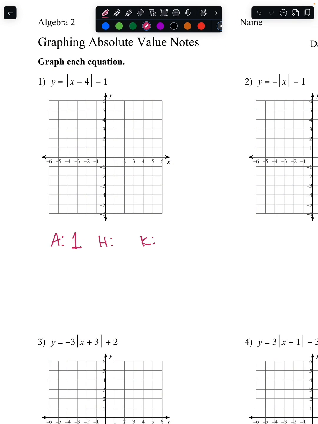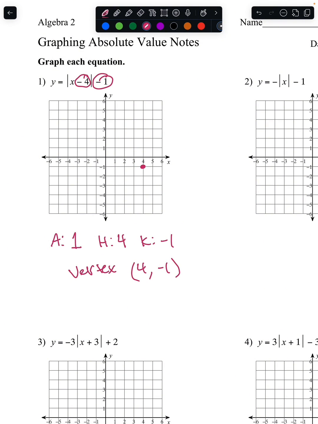My H is going to be opposite of this, so +4. And my K is going to be the same as that, -1, which means my vertex is at 4, -1. Let's go and plot that first. 4, -1, right there.